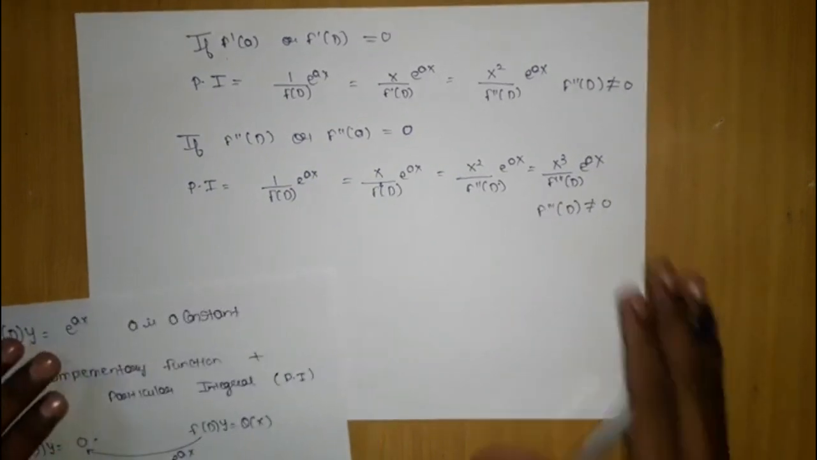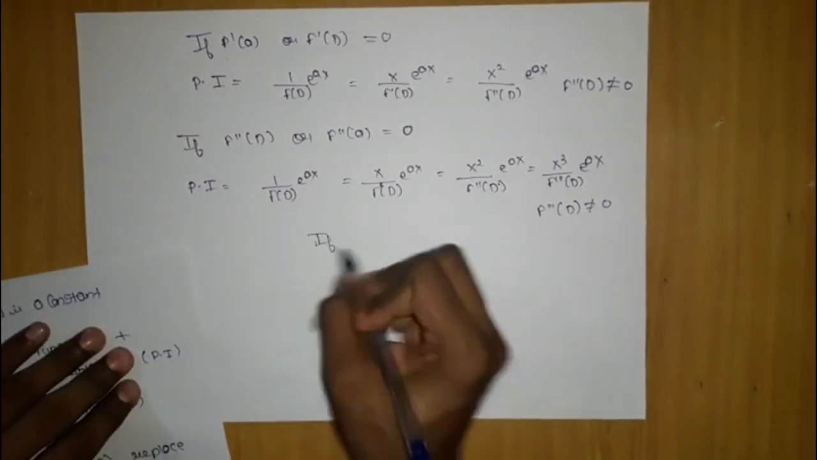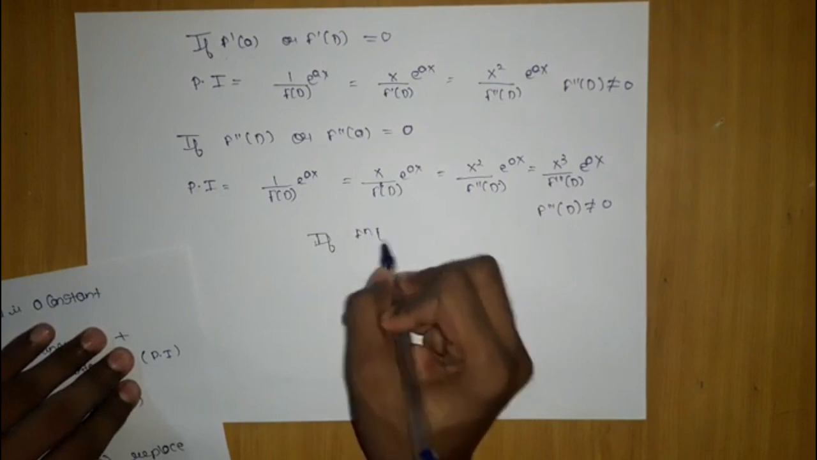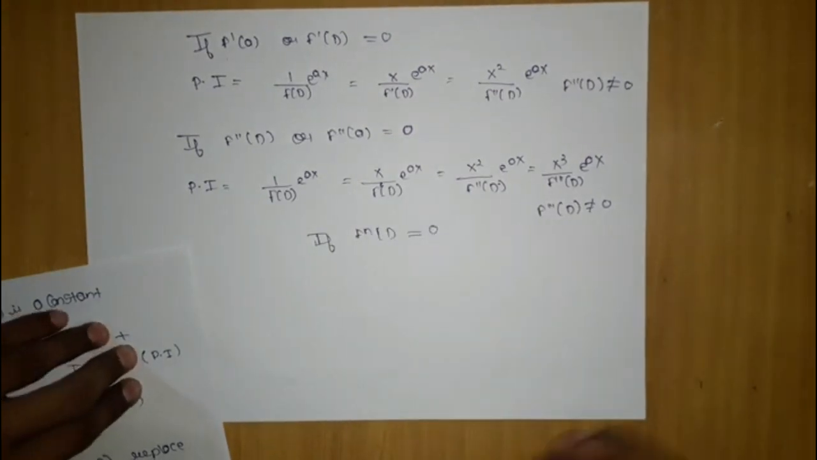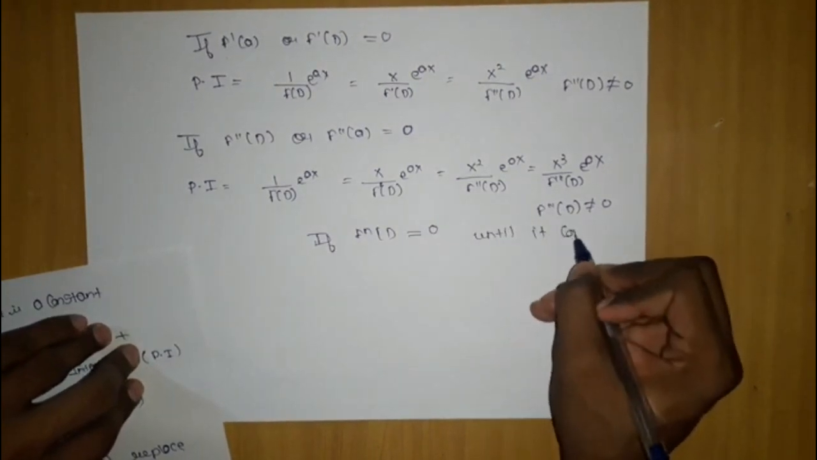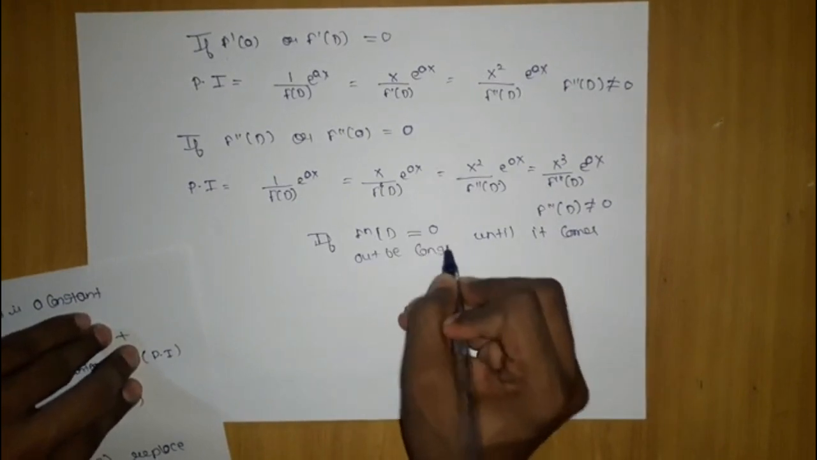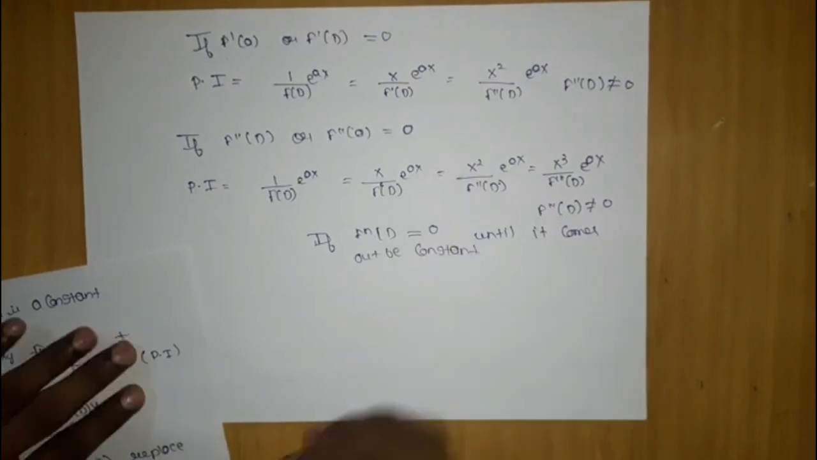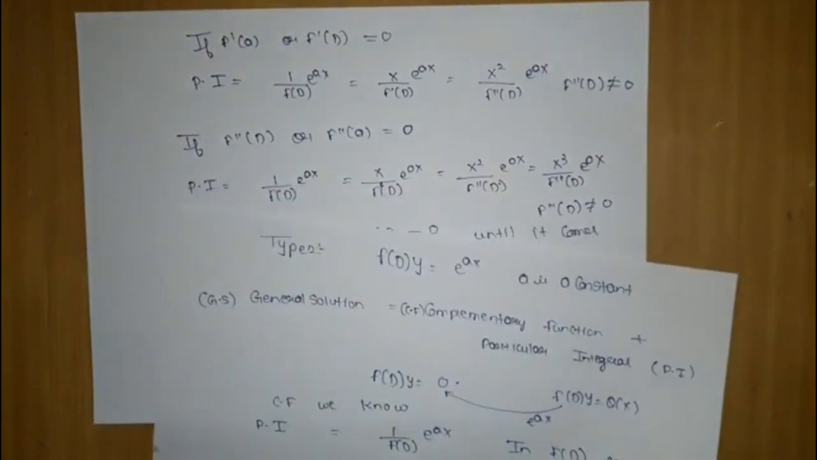So the moral of the story is: if f of d keeps on becoming equal to 0, you have to keep on taking the derivative until it comes out to be constant. Hope you have understood this. Now let's move on to the problems which we are going to take.